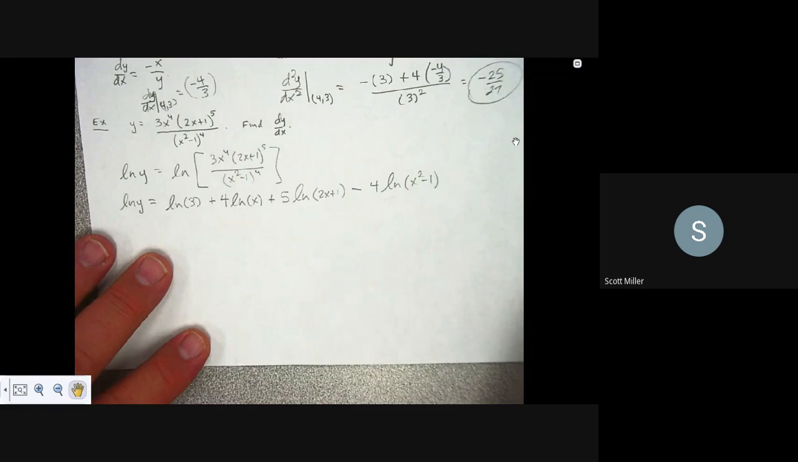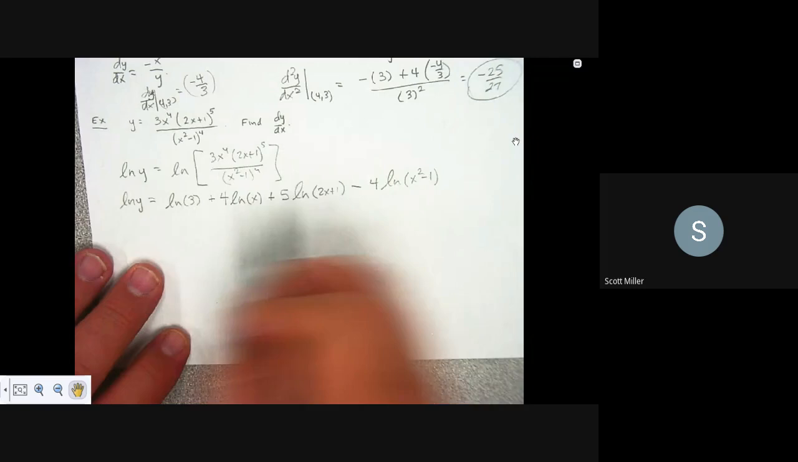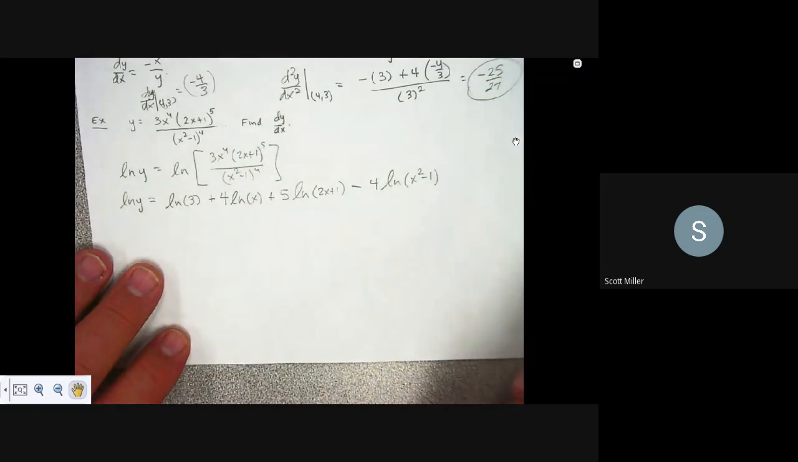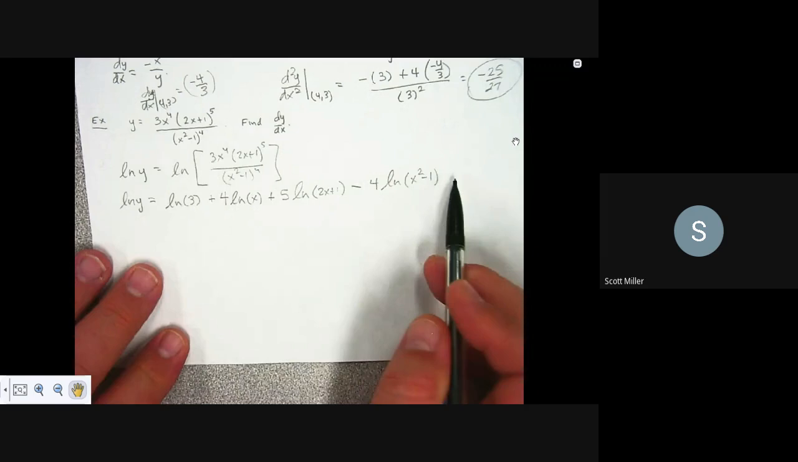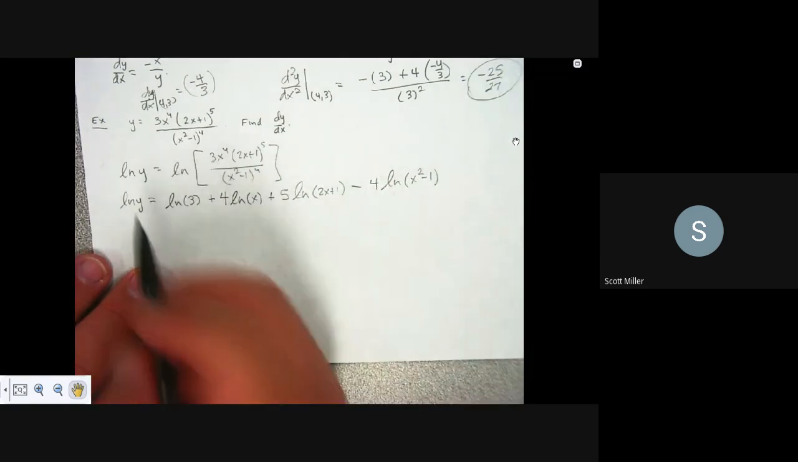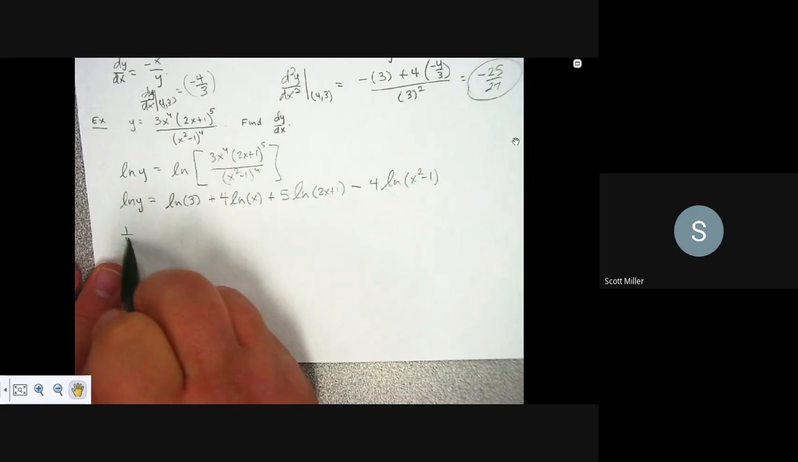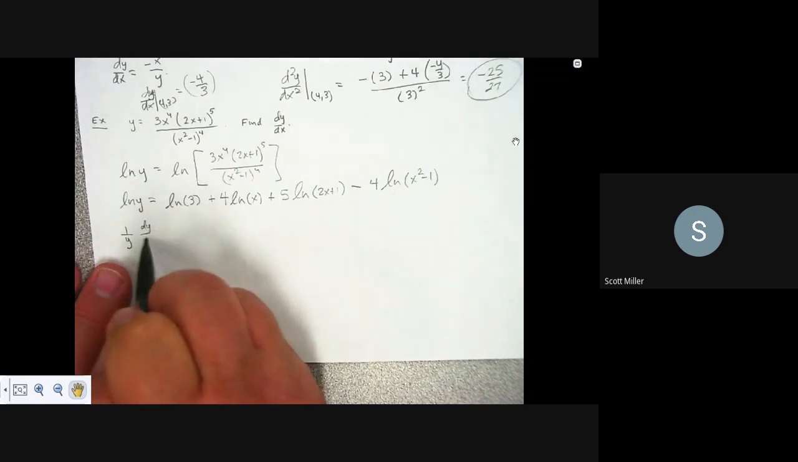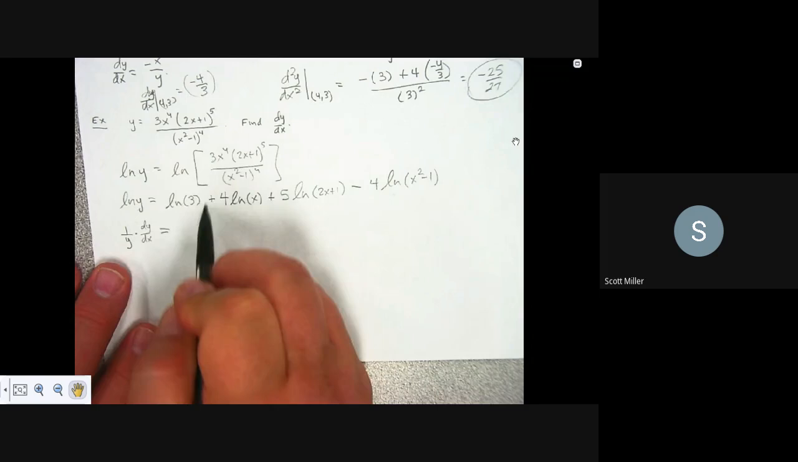Okay? If you have any issues about how I got to that and use the rules, make sure you ask in class. Once I have this, now I can take the derivative of this with respect to x, and I can do it with every term separated out, and it's much easier. Okay, what is the derivative of this with respect to x? It is 1 over y dy dx equals the derivative of a constant is 0.